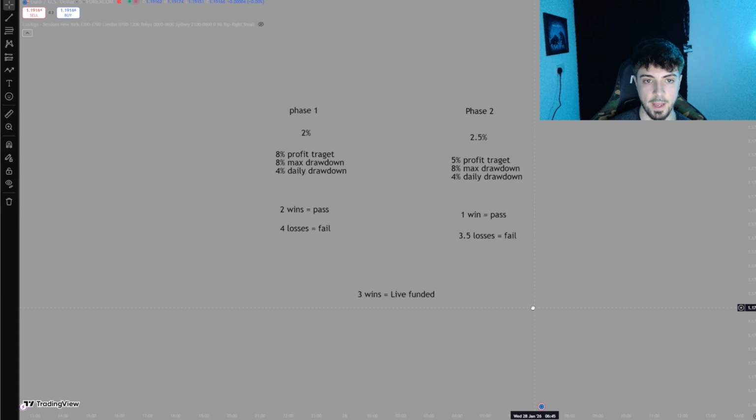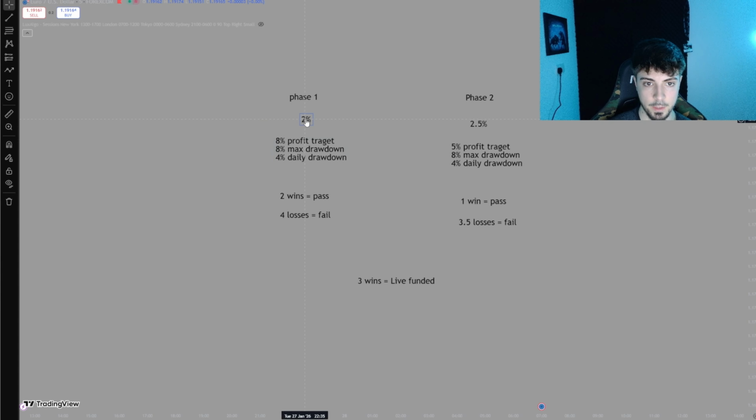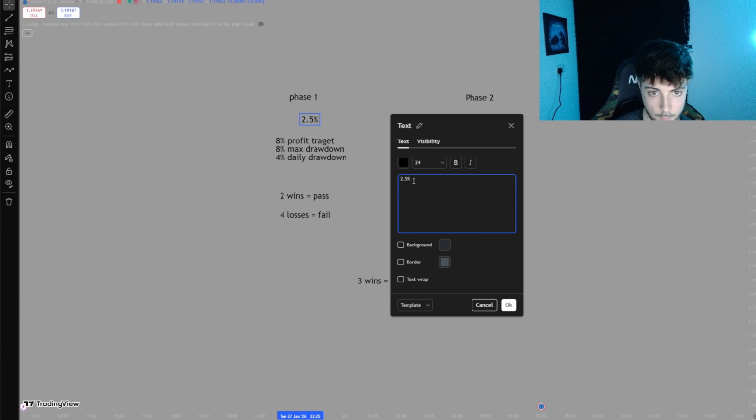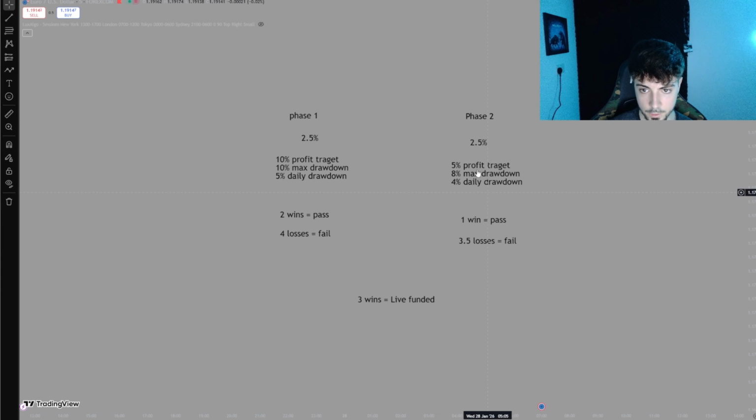And then if you are looking to get a 10% account, it would be the exact same thing, but you could risk slightly higher. So you could risk 2.5%, and then these would obviously be higher. So we'd have 10% profit target, we'd have 10% max drawdown, and we would have 5% daily drawdown. Okay, and then still the same thing is the same. 2 wins pass, 4 losses fail. So no matter what account you get, you want to be looking to pass it in 2 trades and fail in 4. Okay, so this is exactly what I do.